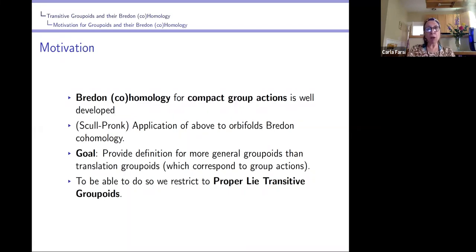And also, we wanted to try to prove, once those definitions are extended, Morita invariance, which is a property that orbifolds do have. So that's the goal. And so far, we have only been able to do this if we restrict to proper, of course, properly always, but transitive groupoids, which are a very special case.